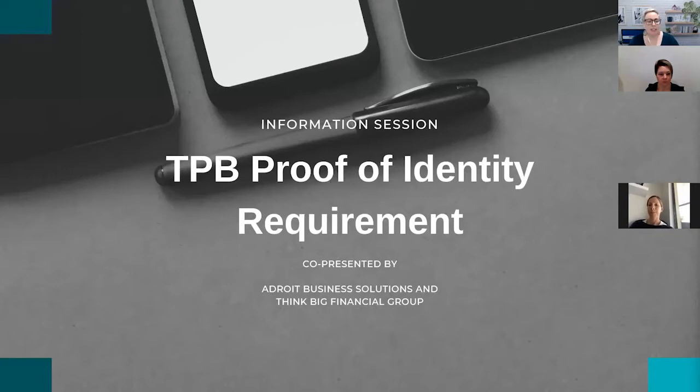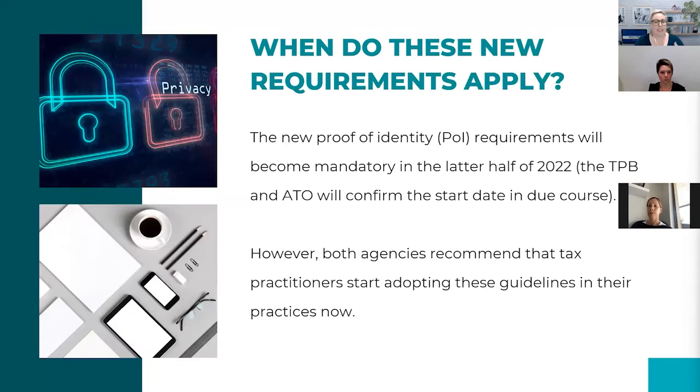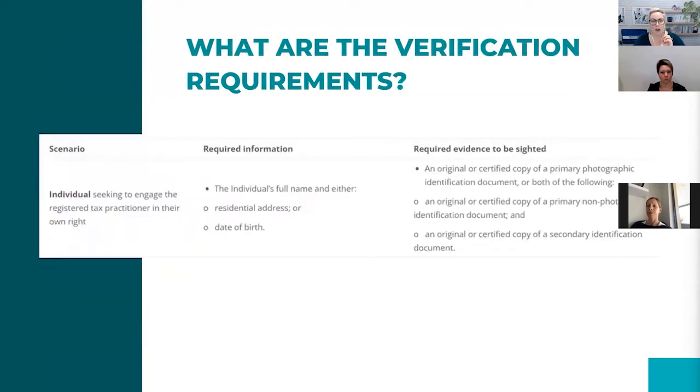Beautiful. So the TPB now requires us, BAS and tax agents, to identify and verify the identity of all of our clients. So what is it? It is the ATO and the Tax Practitioners Board, the TPB, they've introduced these new ID verification rules, and it is now something that we need to do. In terms of when do these new requirements apply, they are coming into force in the middle of this year. However, they want us to start this as best practice immediately.